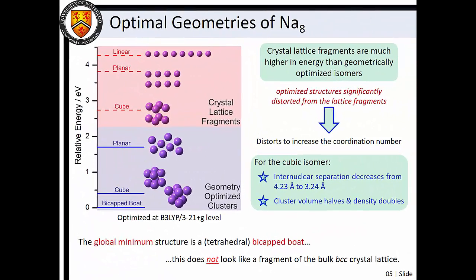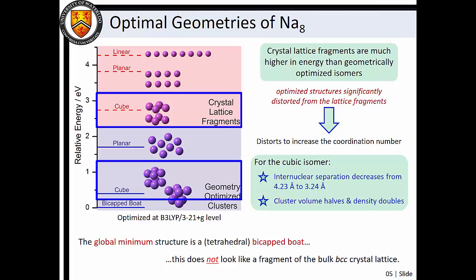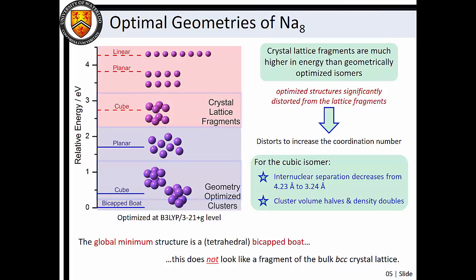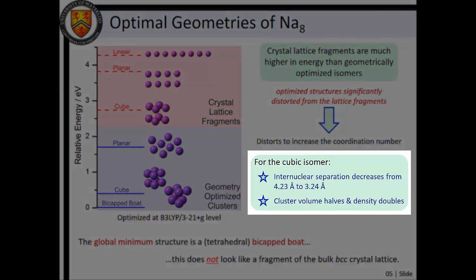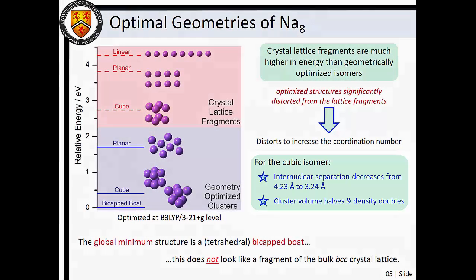If we apply geometry optimization via gradient descent to our sodium-8 crystal lattice fragments, we find that optimal geometries are significantly distorted from bulk crystal structures. For example, the cubic isomer contracts upon optimization such that the cluster volume halves and the density doubles.